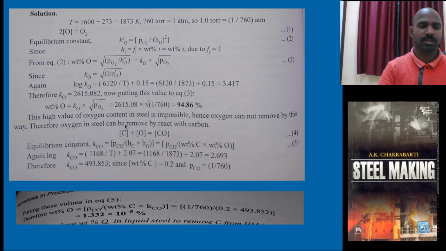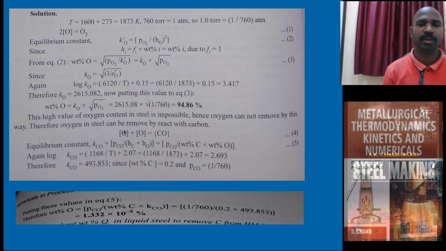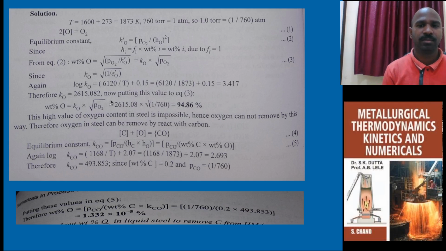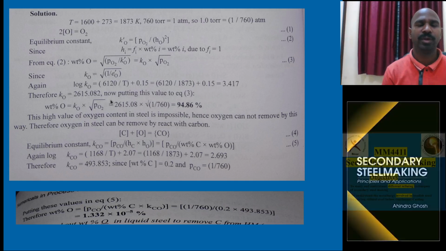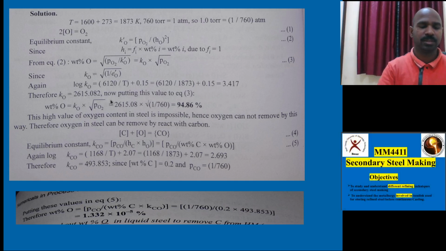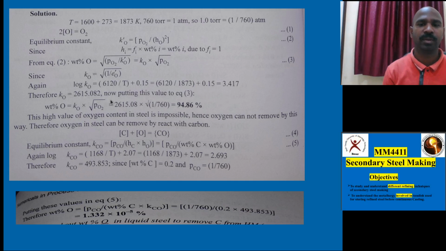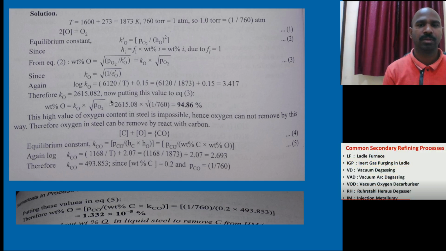This much oxygen is dissolved after degassing. It is the step followed, vacuum degassing. And how can you say that the oxygen is not removed? It is removed, but in the form of CO, not as pure oxygen gas. This is a very important numerical problem. Please try to understand and solve such kinds of problems yourself from Dr. S.K. Datta's textbook, Thermodynamics of Metallurgy. Thank you.